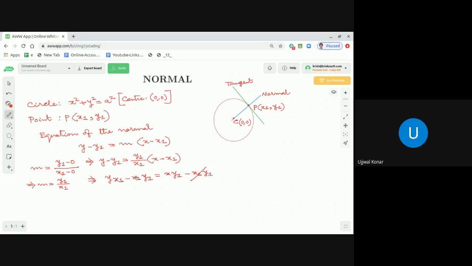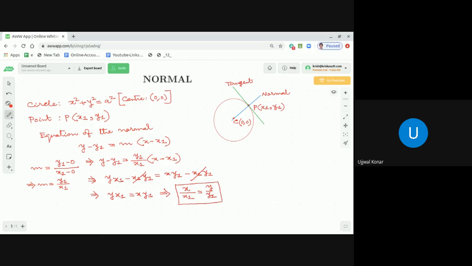So x1 y1 on the right hand side gets cancelled with the minus x1 y1 on the left hand side. Then, dear students, y into x1 is equal to x into y1. That implies x by x1 is equal to y by y1. So I have made a complete derivation of the equation of the normal.